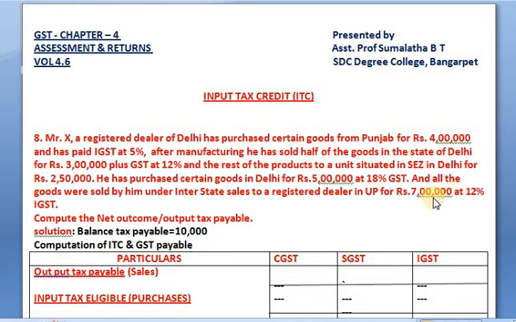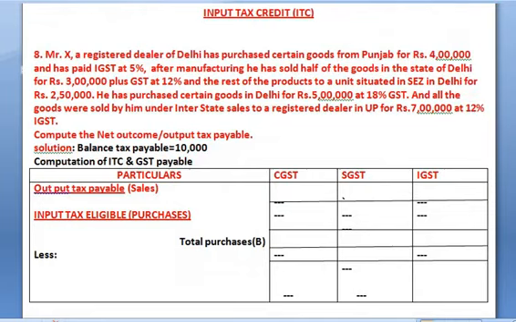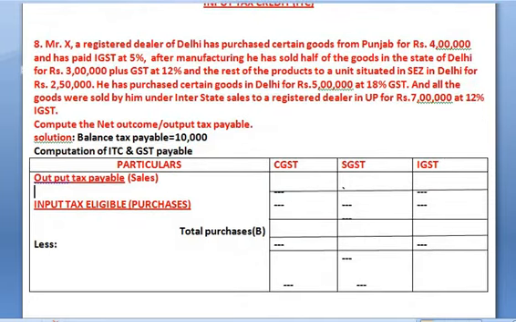See, if you are getting confused, please make a note. First write down what is given, what sales there are and what purchases there are, on one side, and then calculate. So let us go for calculating it. And the balance tax payable, you should get 10,000. It is tax payable, not excess. Now let us go for solving. First go for computation of ITC and GST payable.